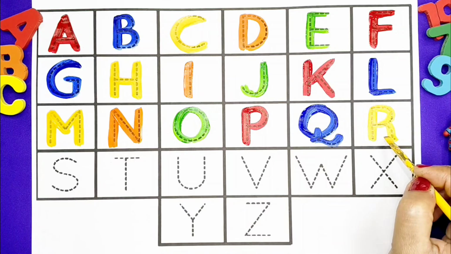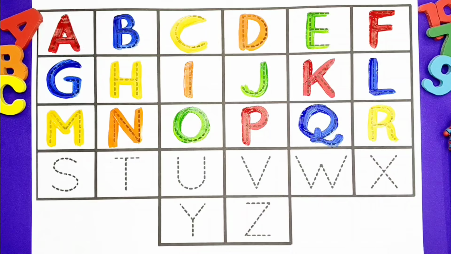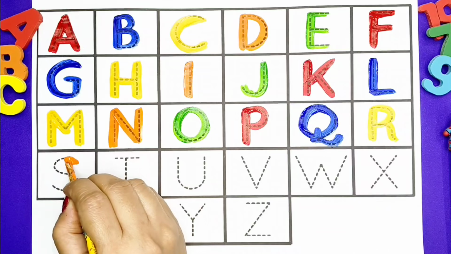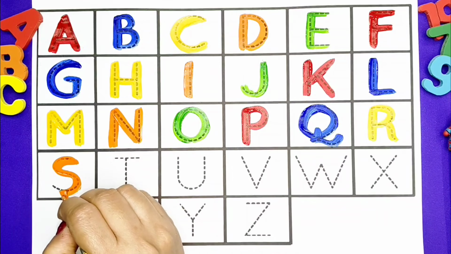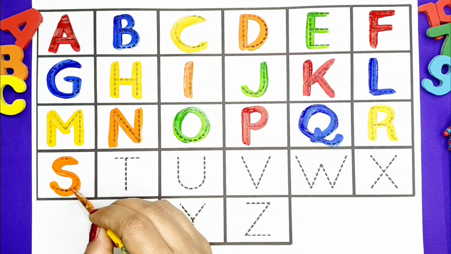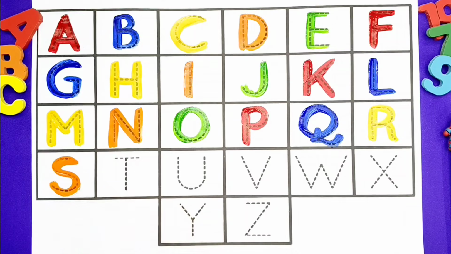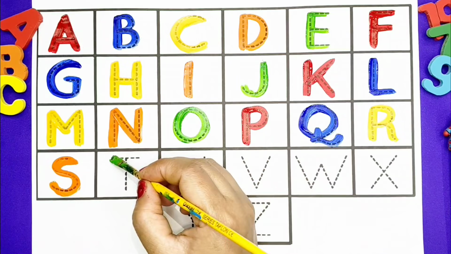R. R for rabbit. Orange color. S for sun. Light green color.